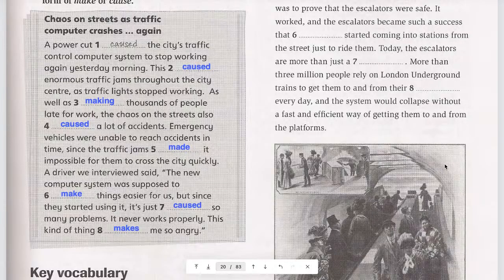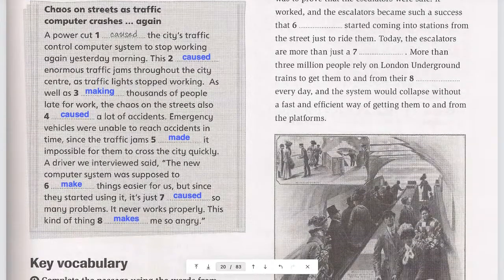Right, let's go. Now let's continue. Number 8, right? Okay, Duy Tân. "This kind of thing makes me so angry." The answer for number 8 is make with S. Okay? Makes me so angry.